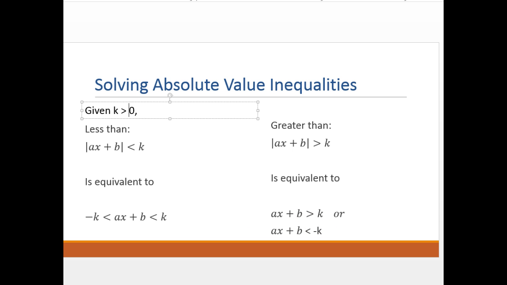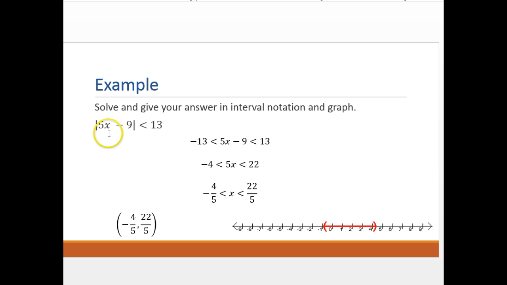Let's see how this works with the less than first. If I have the absolute value of 5x minus 9 is less than 13, that means negative 13 is less than 5x minus 9, which is less than 13. I now have three sides. I have to do the same thing to each side. When I add 9 to every side, you have negative 4 less than 5x less than 22. Divide everything by 5, you have negative 4 fifths less than x less than 22 over 5.